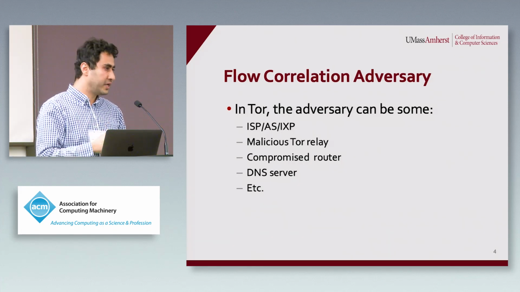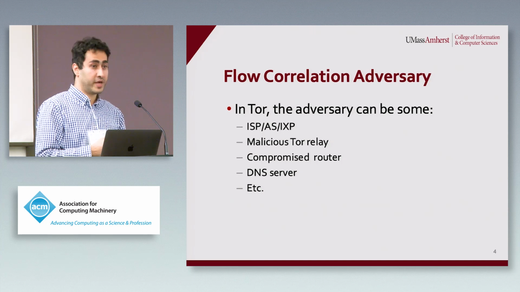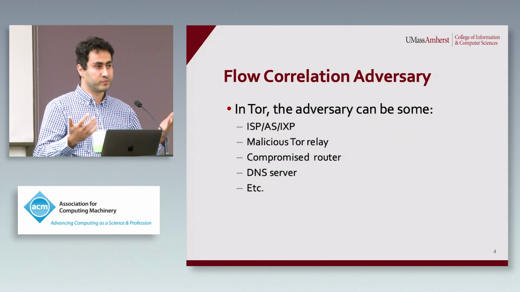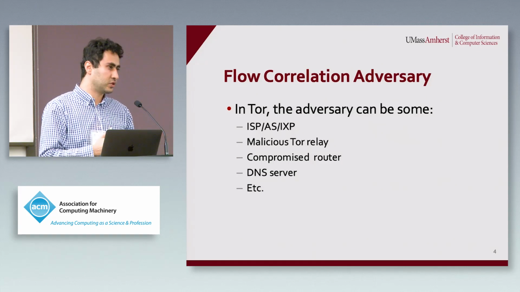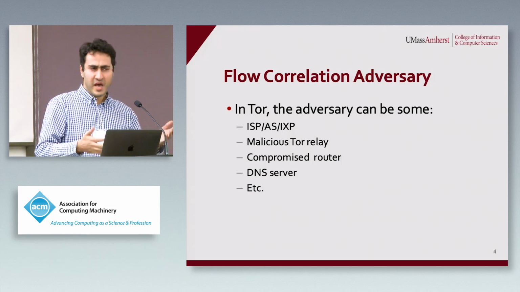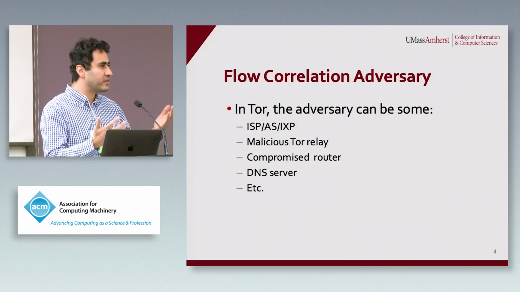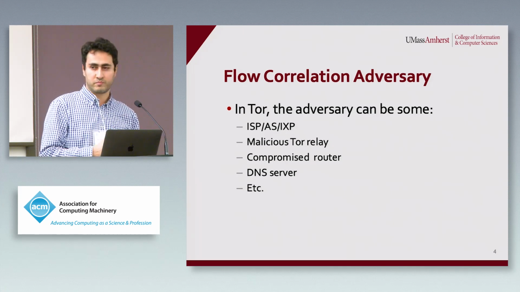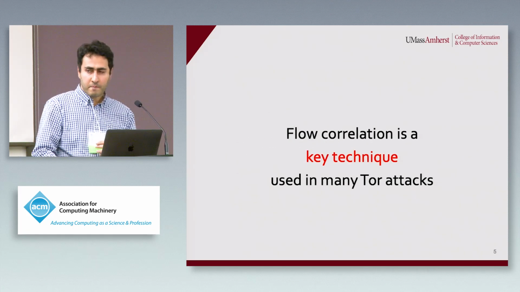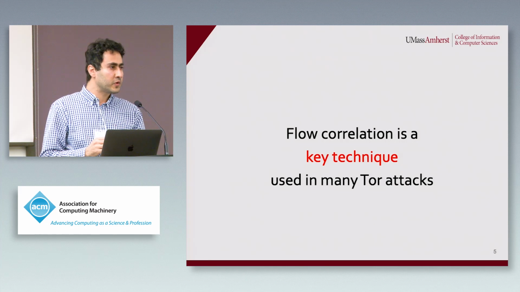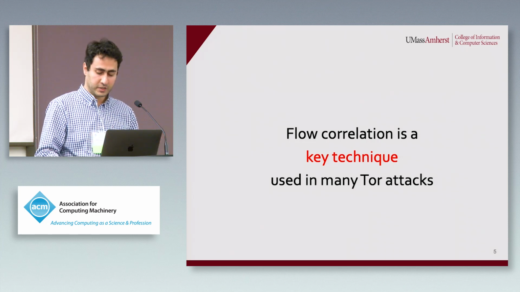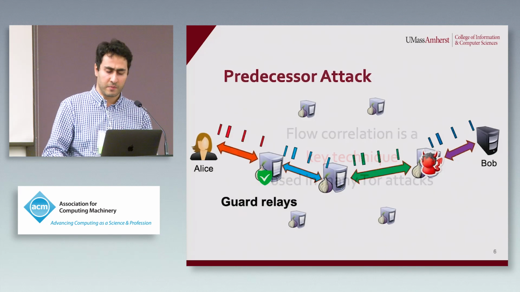Or if you are running or have access to a big autonomous system or internet exchange point, you are probably intercepting a large fraction of Tor connections, and that also gives you the possibility of performing flow correlation. Other papers have shown that even a DNS server could launch a flow correlation attack. So different people could run this attack. I'd like to claim that flow correlation is a key technique used in many attacks that have been studied on Tor. Let's look at some of these attacks.